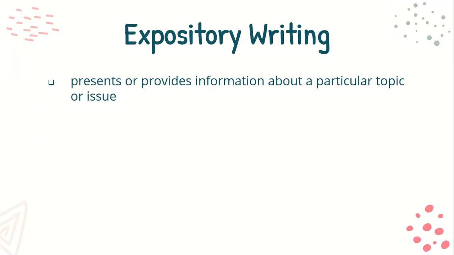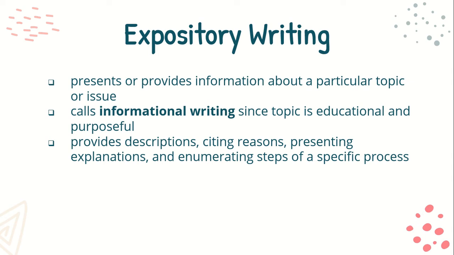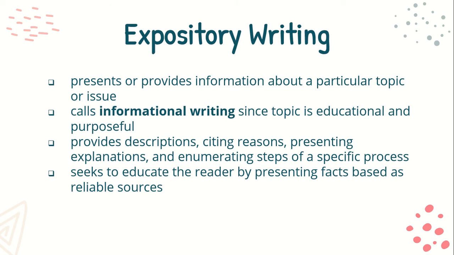Expository text or expository writing presents or provides information about a particular topic or issue. It is also called informational writing since the topic is educational and purposeful. It also provides descriptions, cites reasons, presents explanations, and enumerates steps of a specific process. It also seeks to educate the reader by presenting facts based on reliable sources.